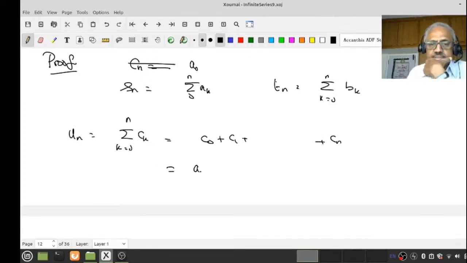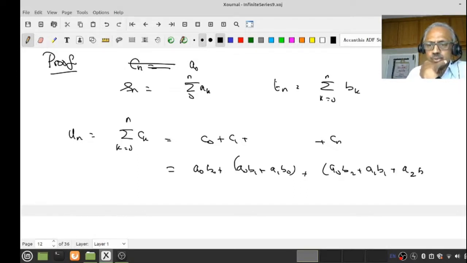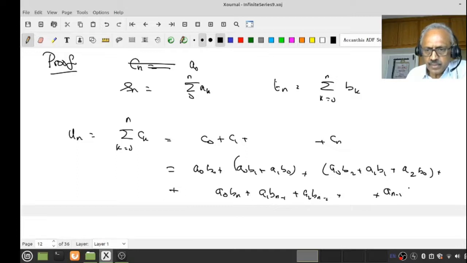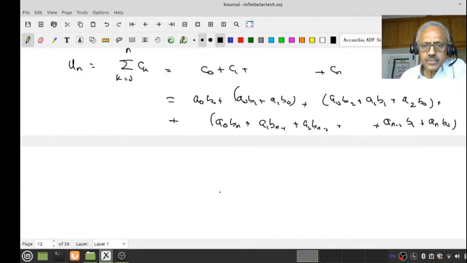You can see that this is A0 B0 plus A0 B1 plus A1 B0. Okay, next one will be A0 B2 plus A1 B1. I'm just writing this so that slowly you will get used to it. And what will be Cn? A0 Bn. See, notice that r plus s should add up to n. A1 Bn minus 1 plus A2 Bn minus 2 plus up to An minus 1 B1 plus An B0.